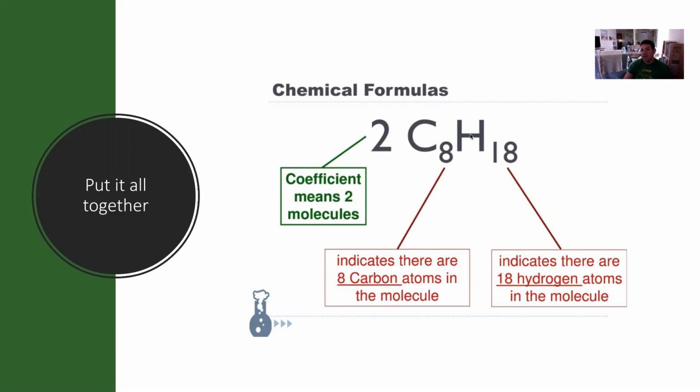All right, so if we're looking at a formula like C8H18, those subscripts mean 8 carbon atoms in the molecule and 18 hydrogen atoms in the molecule. So subscripts will not change, since they multiply the elements in our molecule. We are only changing the coefficient.